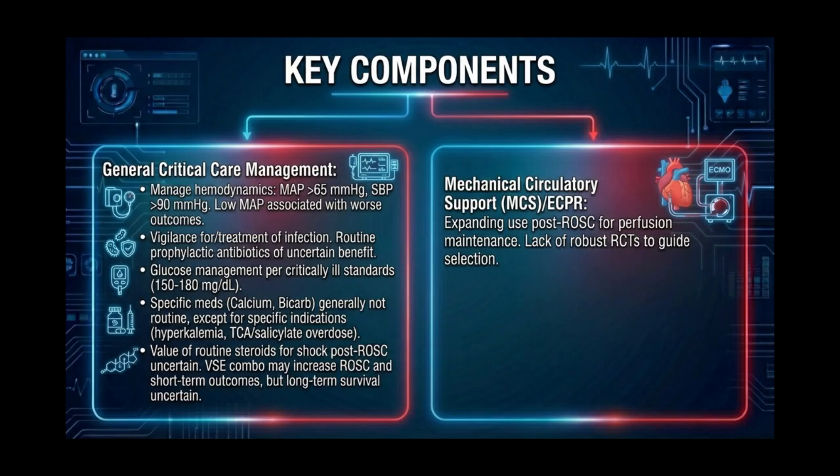Hemodynamic parameters should be managed, particularly focusing on systolic blood pressure levels above 90 millimeters of mercury and mean arterial pressure levels above 65 millimeters of mercury. A low mean arterial pressure is associated with worse clinical outcomes. Observational studies indicate that higher mean arterial pressures are linked to better neurological outcomes. However, clinical trials targeting different mean arterial pressure ranges, such as those between 65 to 75 and 80 to 100 millimeters of mercury, demonstrated feasibility and safety, but were not sufficiently powered to assess their impact on survival or neurological outcomes.